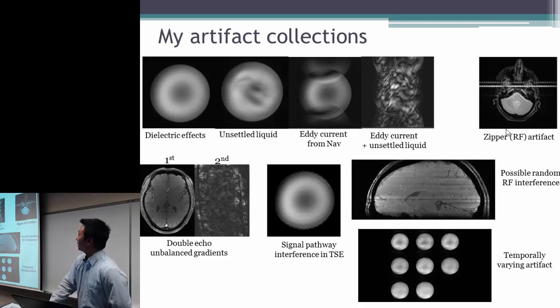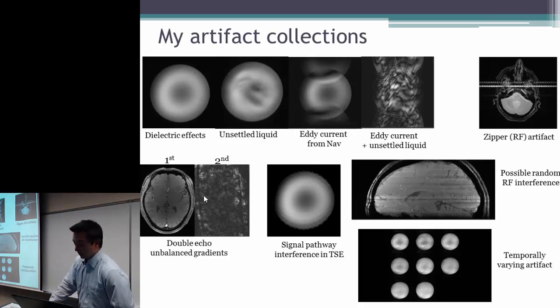Right. Okay, so here is another artifact. It's called a zipper artifact. The zipper artifact looks like a series of zipper dots, but it only takes place along one line, zipper lines in random parts of the brain. So this is caused by the RF pulse interference.